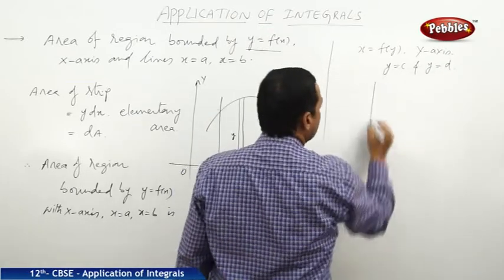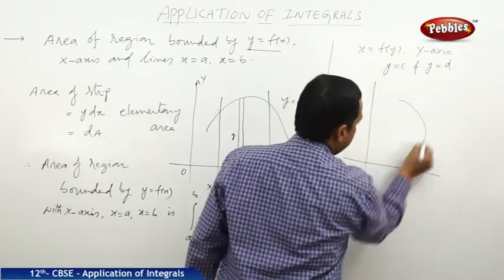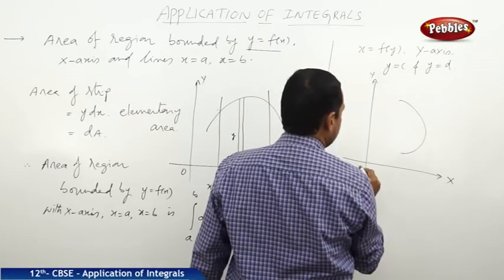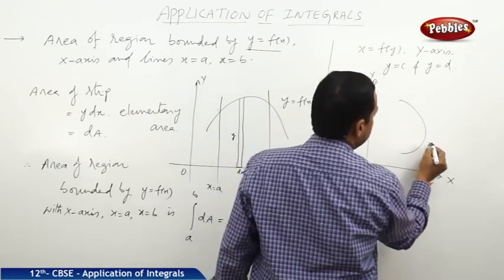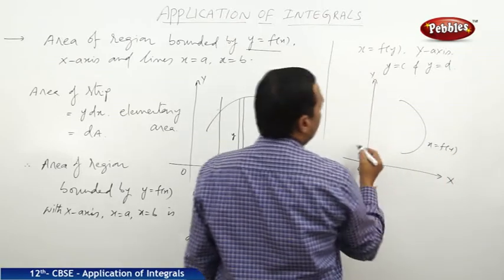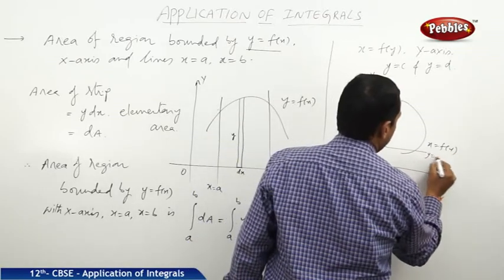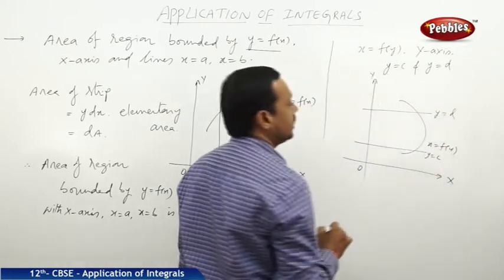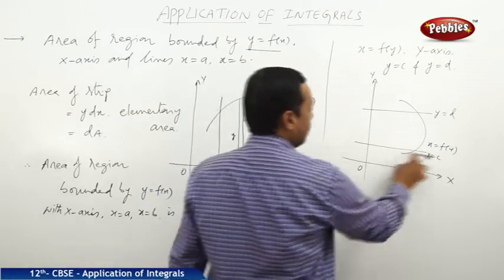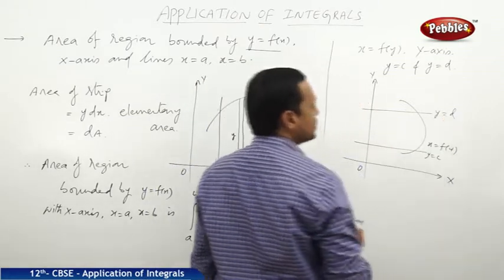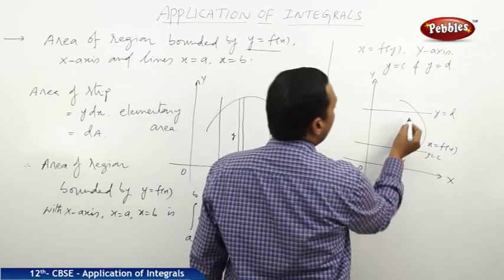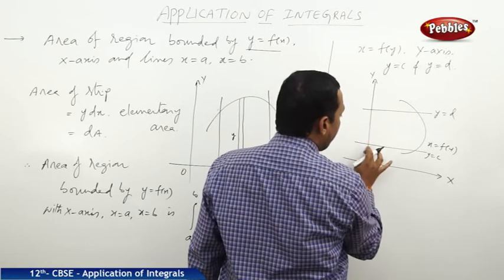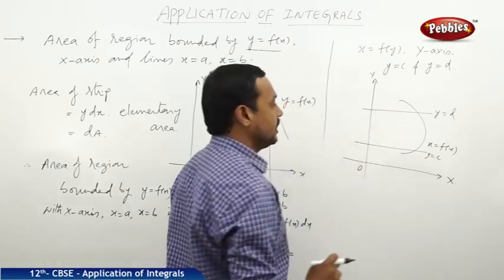Now in this case, the graph be like this. Now this is x-axis, it is y-axis and origin, and this is the curve x is equal to f of y. Now this is y is equal to c line which is parallel to x-axis, and this is y is equal to d line, it is also parallel to the x-axis. Now let us find the area of this curve with y-axis between the lines y is equal to c and y is equal to d.